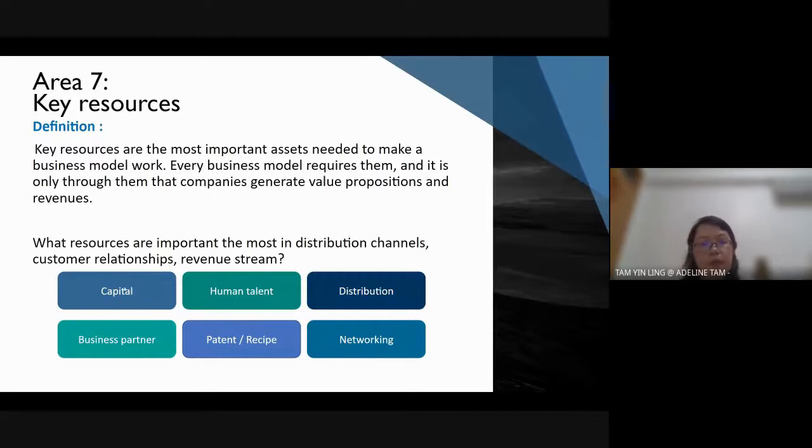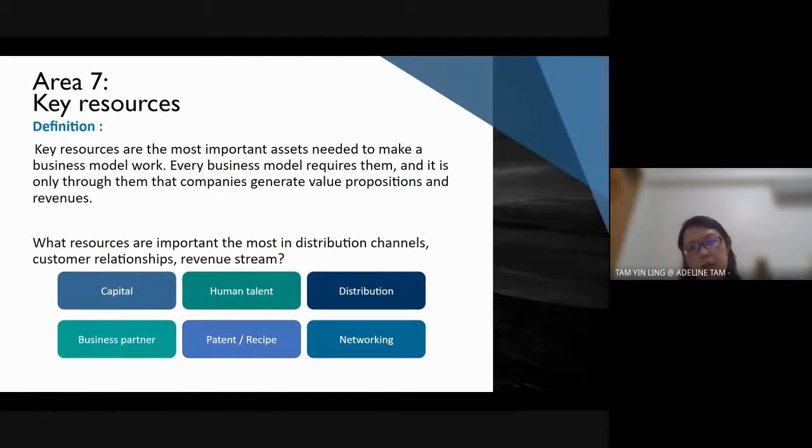Capital refers to modal. How much money I need to start my business, for example. Human talent means your skills, your ability, kemahiran dan kebolehan, knowledge. Also, if you need to do promotion, you need to know how to design your poster, your catalog. All these are talent, human skills and ability.